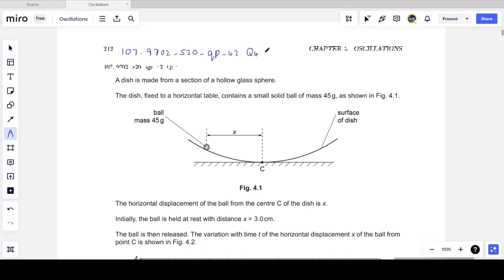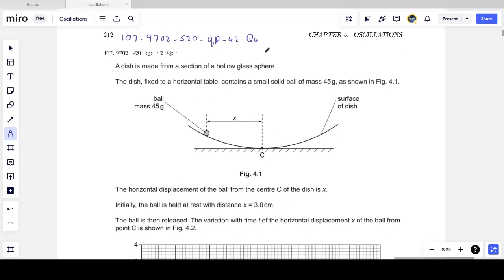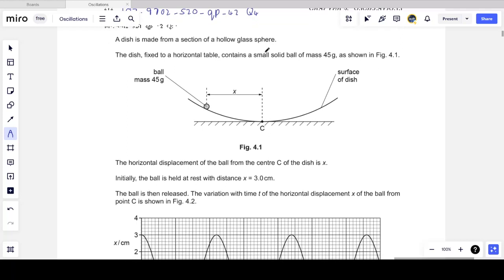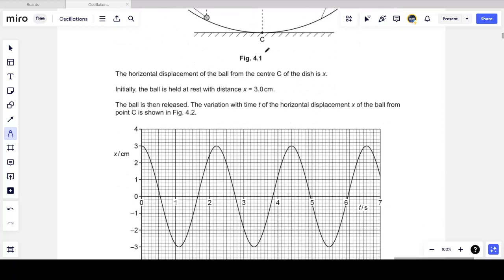We are told that a dish is made from a section of a hollow glass sphere, and the dish, fixed to a horizontal table, contains a small solid ball of mass 45 grams, as shown in the figure. The horizontal displacement of the ball from the center C of the dish is x. Initially, the ball is held at rest with distance x equal to 3 centimeters. The ball is then released, and the variation with time of the horizontal displacement of the ball from point C is shown in the figure.